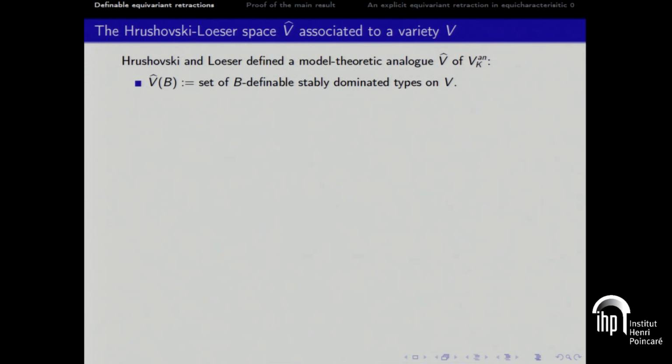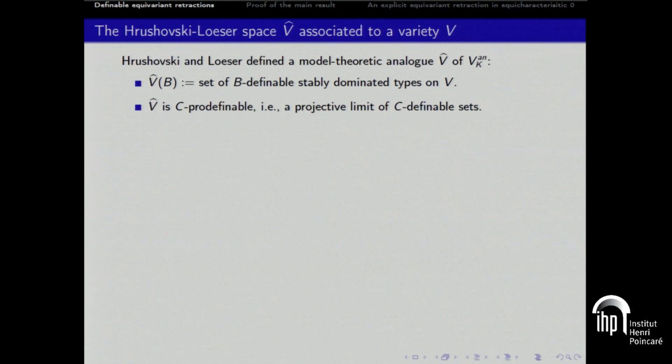Now, some years ago, Ehud and François introduced a model-theoretic analog of the Berkovich analytification, which I will explain now, which is a definable analog. So given a variety V over K, what is V hat? As a set, so what are the B points of this definable set? Well, it will be a definable set later. It's the set of B-definable, stably dominated types which live on V. They showed that if V is a variety definable over C, then this V hat is C pro-definable. What does it mean? It means it is given as a projective limit of C-definable sets. It's even a bit better: you can take these definable sets to be a surjective system of definable sets.